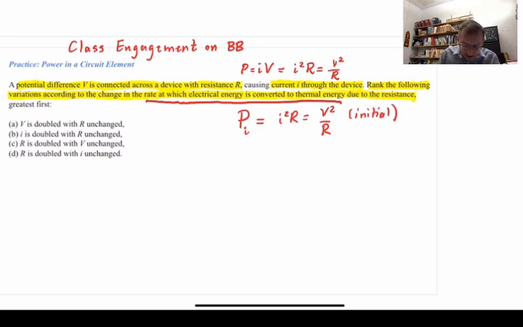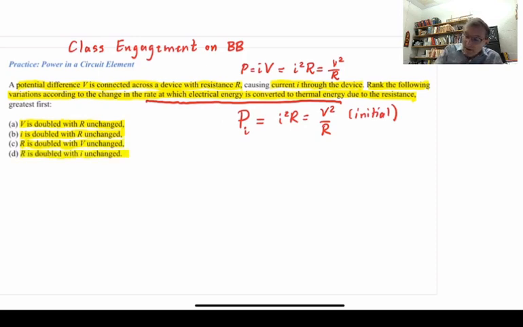One by one. Case A. We double the potential difference, and we don't change the resistance. Now don't worry about how you would go about doing this in the circuit, just take these cases. Okay, case A, double the potential difference V, but don't change the resistance. Case B, double the current I, but don't change the resistance. Case C, double the resistance, but don't change the potential difference. And case D, double the resistance, but don't change the current.